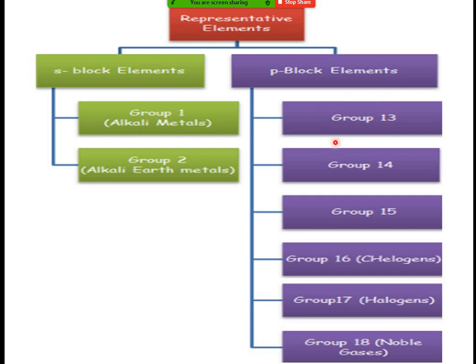These elements are the boron family, carbon family, the nitrogen family. Group 6A is simply called chalcogens or the oxygen family, group 7A are the famous halogens, and group 8A are the noble gases. This is the last terminal group of the periodic table.